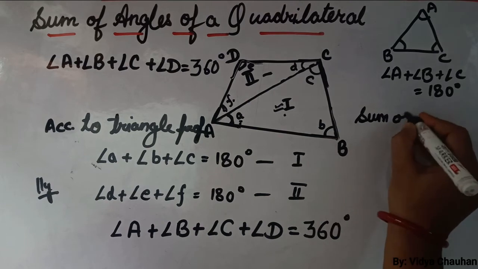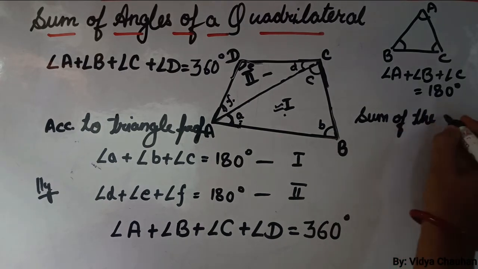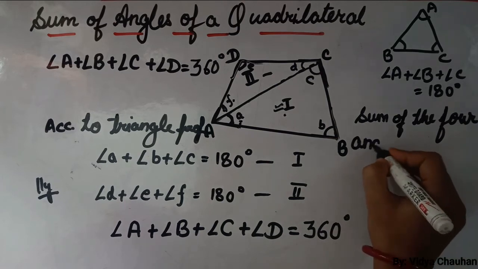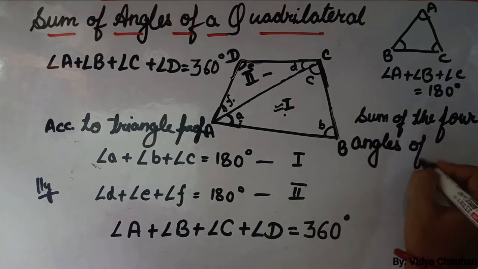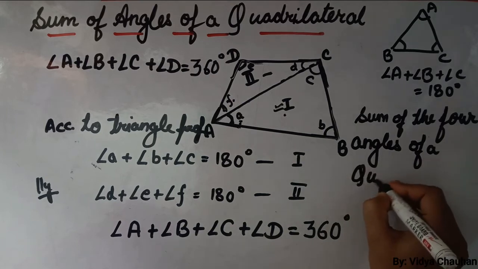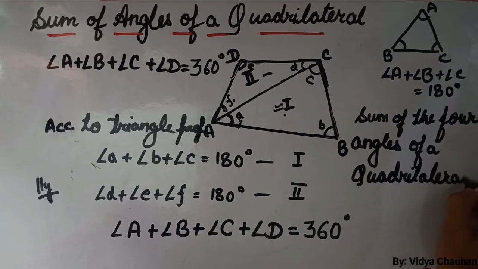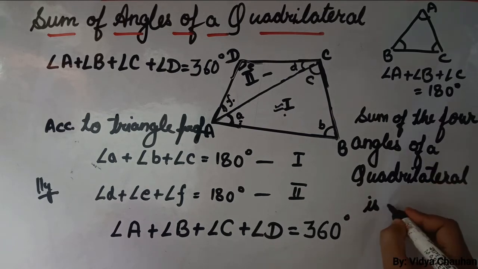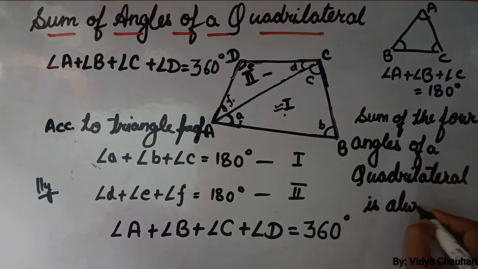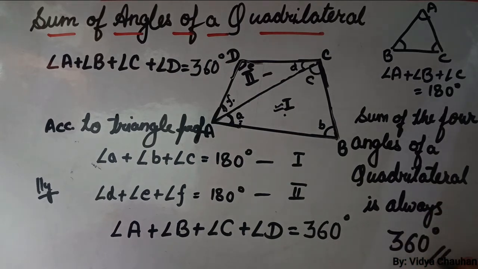Sum of the four angles of a quadrilateral is always 360 degree. So this is a very important property of quadrilateral which we use to solve many of the questions.